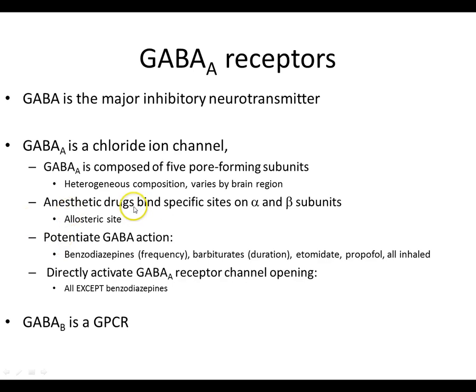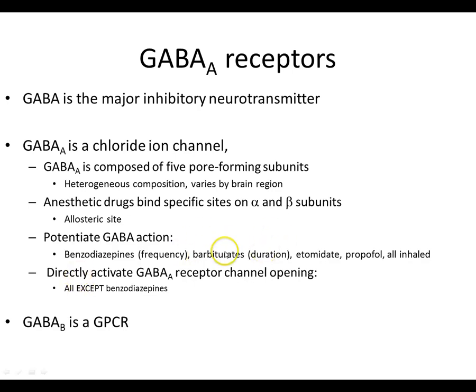The anesthetic drugs that we're talking about are going to bind to specific sites on the alpha and beta subunits of the channel, and it's an allosteric site, meaning it's not the same site as the endogenous neurotransmitter GABA. So several of the drugs are going to potentiate GABA's action. For example, the benzodiazepines increase the frequency, and the barbiturates increase the duration of GABA-mediated opening of the GABA-A channel.